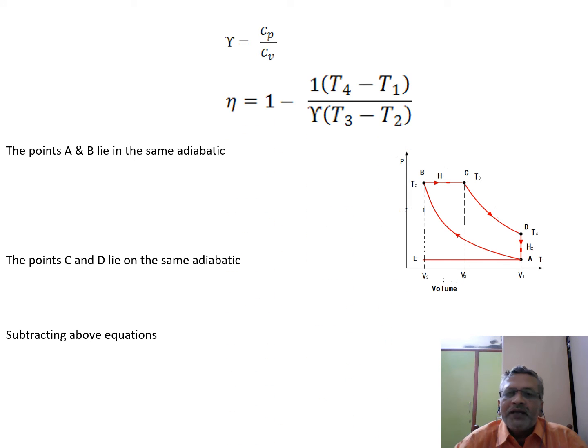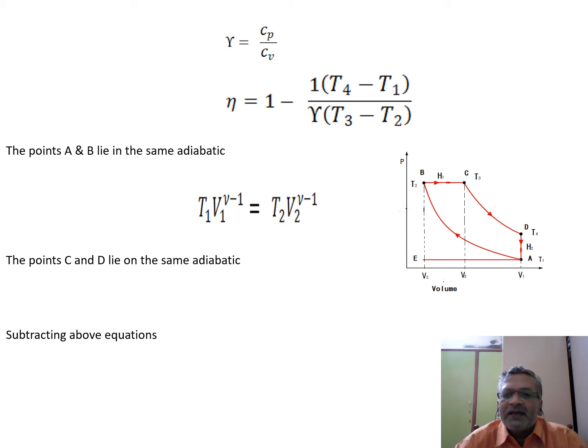Therefore, substituting this gamma value in the above equation, the efficiency becomes eta is equal to 1 minus 1 into (T4 minus T1) divided by gamma into (T3 minus T2). Now, the points A and B in this graph lie on the same adiabatic. Therefore, the Charles law equation becomes T1 V1 raised to gamma minus 1 is equal to T2 V2 raised to gamma minus 1. Similarly, the points C and D also lie on the same adiabatic.